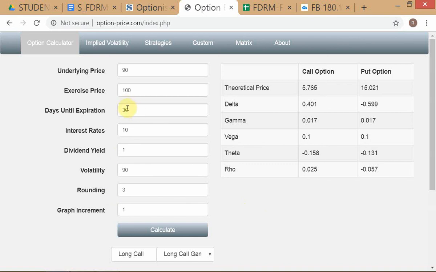So the time value essentially gets affected by the days until expiration and the vol mainly, okay. We saw that because the underlying dropped from 100 to 90, the option almost became worthless. It became zero essentially. But then as we dramatically increased the eyeball, the vol input, that made the option jump up in value from 0 to 5 point whatever.